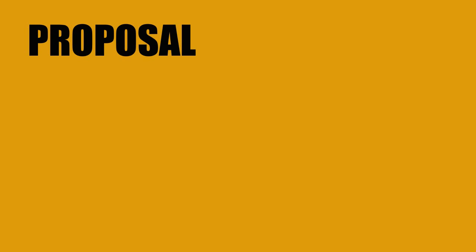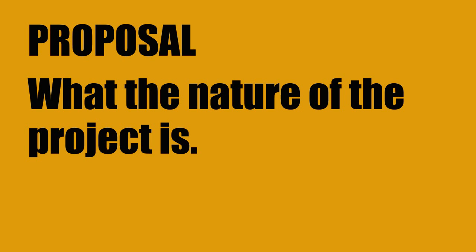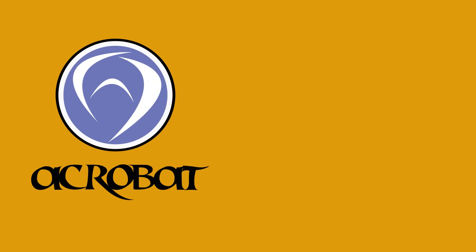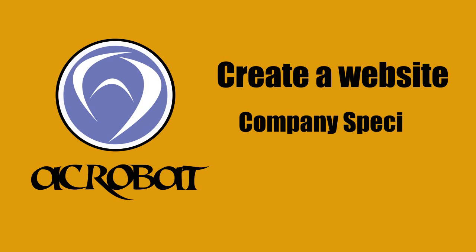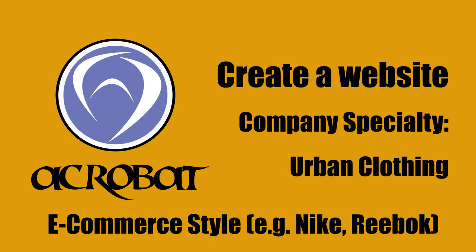The first step in the process is the proposal. This part is where you find out what the nature of the project is. What does it mean? A project will likely fail if no one knows the overall goal of what it's all about. An example of this can be a website. Let's say Acrobat comes to you with an idea to create a website based on their company that does business in providing urban clothes. They want you to make them a website in an e-commerce fashion, the same way Nike and Reebok handles their online businesses.